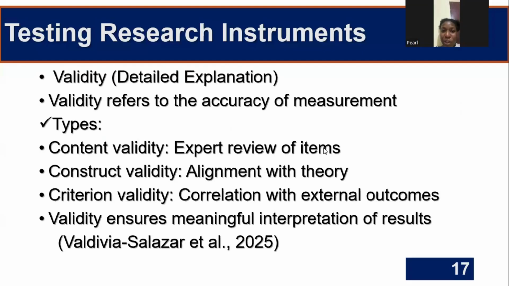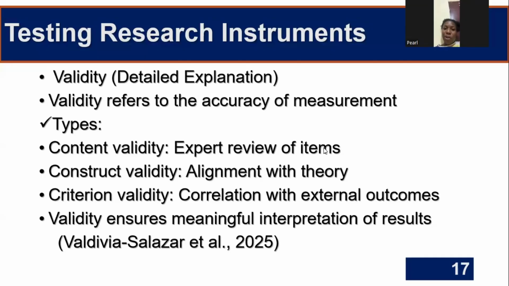Still under testing research instruments, we have validity. Validity refers to the accuracy of measurements. Validity is how accurate the measurement is, and a valid measure is also reliable. The types of validity include content validity, construct validity, and criterion validity. When we take content validity, we are just trying to say expert review of items, expert review of the content.